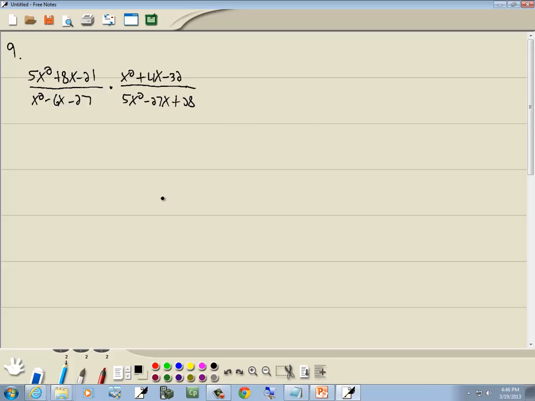Now it says multiply and simplify. Well, that's assumed. Whenever you've got a rational expression, they shouldn't have put simplify. It should just say multiply, because whenever you can simplify, you should. It doesn't matter whether it says it or not. Let me grab a drink.